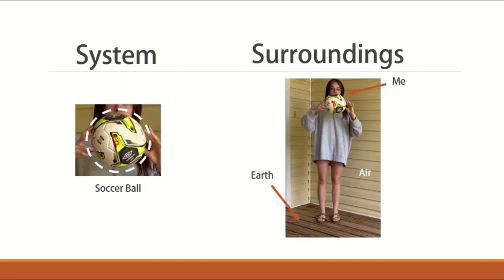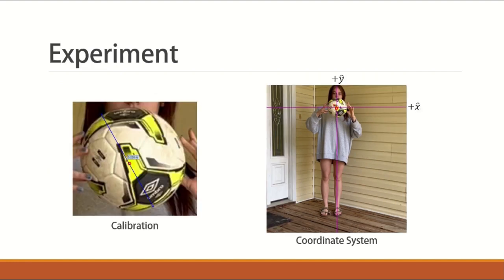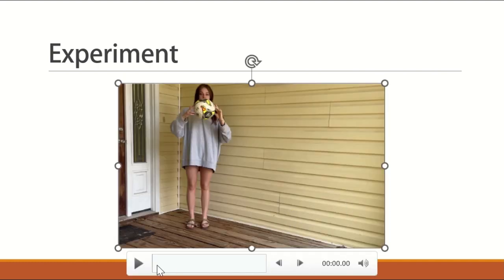The system in the experiment was a soccer ball, and the surroundings include everything else, like me, the Earth, and air. I calibrated Tracker using the known diameter of the soccer ball, 0.22 meters. I used a standard coordinate system with positive x hat to the right, positive y hat up, and positive z hat toward us. Here's the Tracker video.